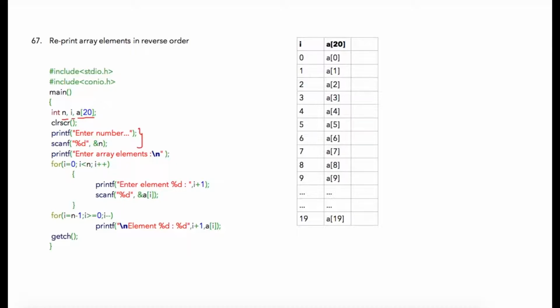I am asking user to enter n, and then those n number of array elements I am going to accept from user. For that, I have written this loop. So for I is equal to 0, I less than or equal to n. So if user has entered, let's say 5, then this for loop will execute for 5 times starting from 0 till 4.